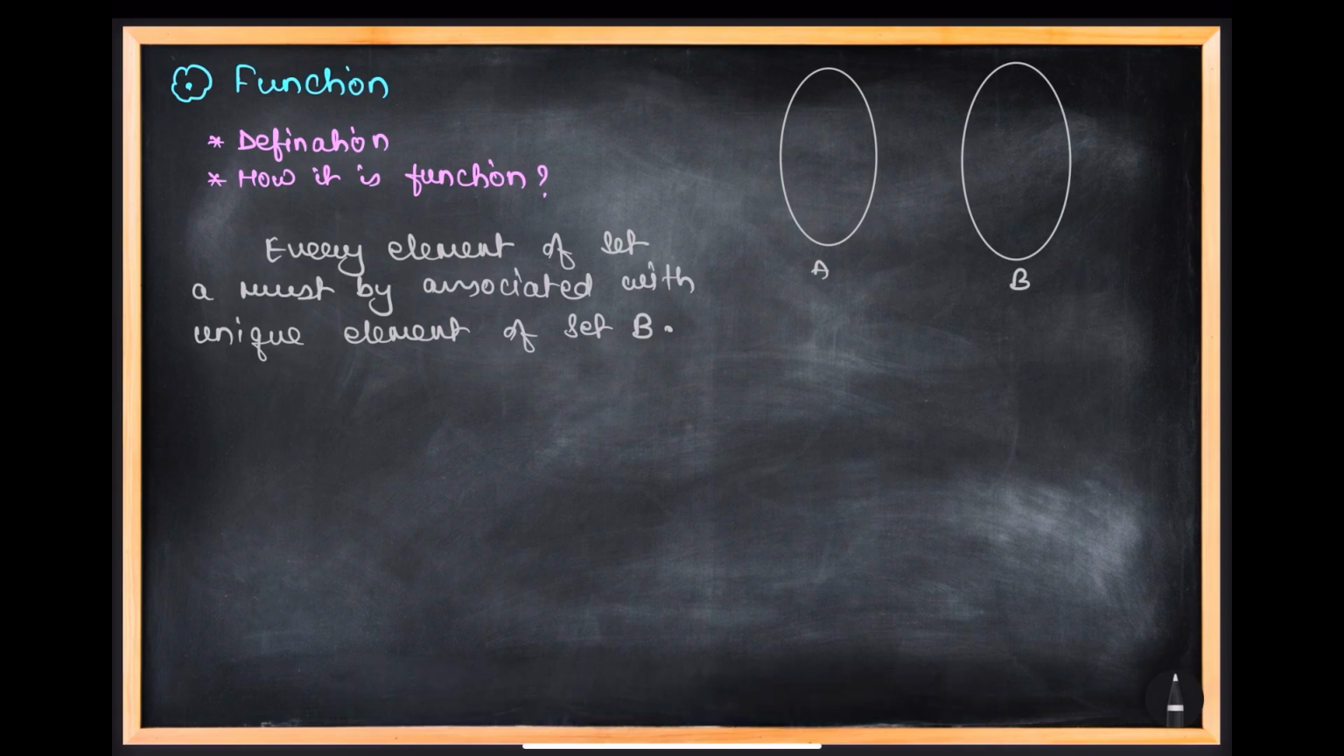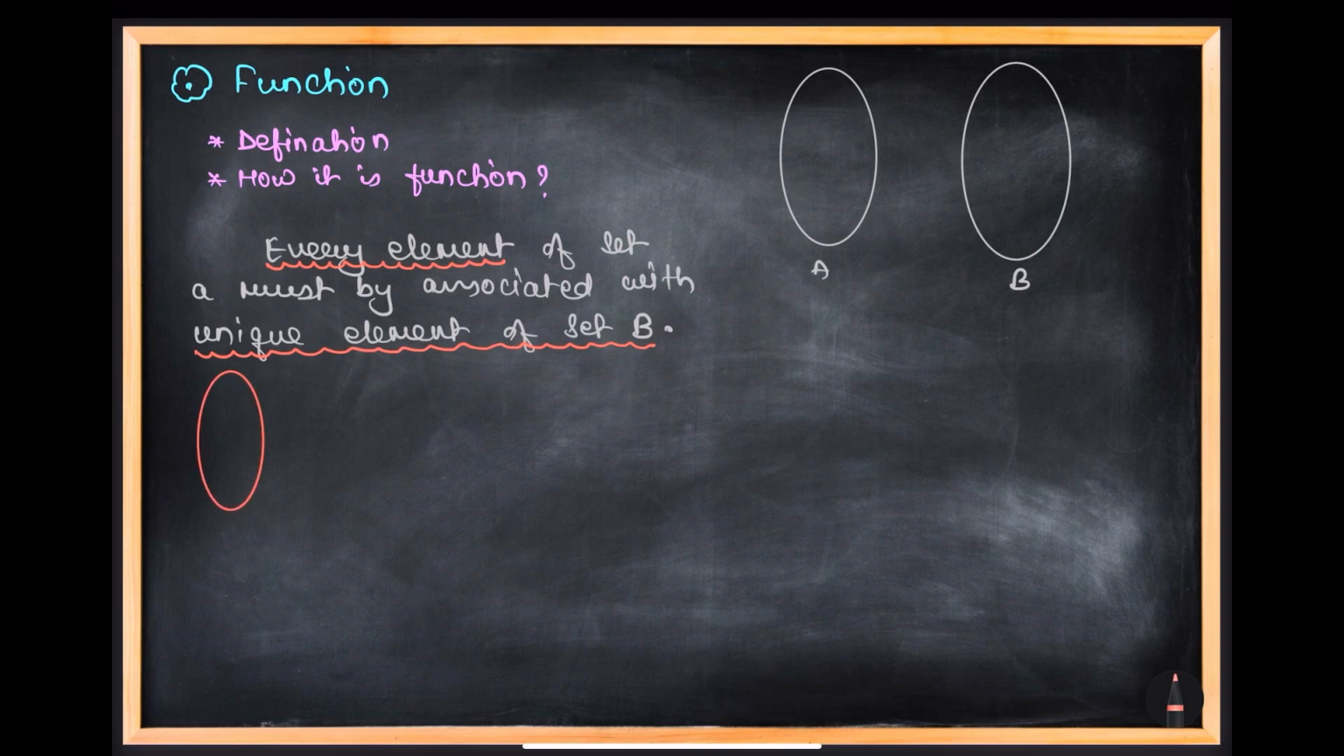First try to understand that you should associate every element, meaning every element of set A must be associated, and it should be associated with only a unique element of set B. What does this mean? You should connect an element of set A with only one element of set B. Now look at this. I'll give you some situations and you have to judge whether it is a function or not.